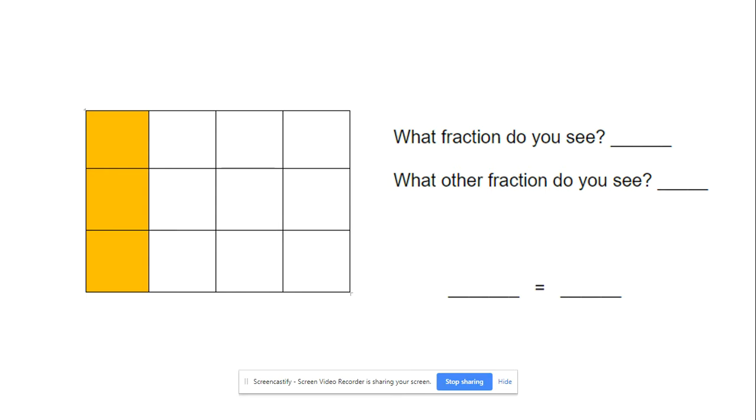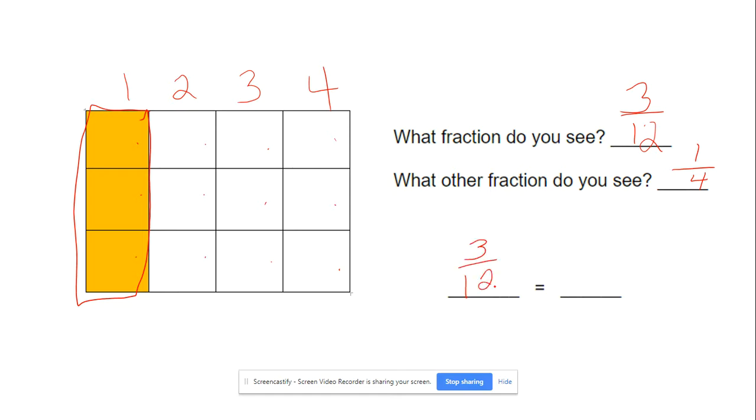Next one. We have 1, 2, 3, 4, 5, 6, 7, 8, 9, 10, 11, 12 pieces. And we can see out of those 12 pieces, 3 of them are shaded. And let's see, we can see each of these big columns here are shaded in here, and that we have 1, 2, 3, 4 columns. So out of the 4 columns that we have, one of them is shaded. So we should say that 3/12 is equivalent to 1/4.